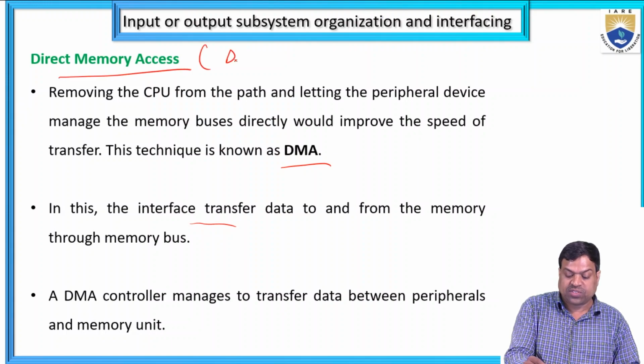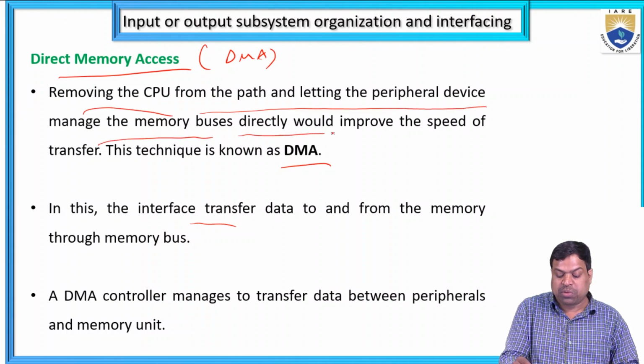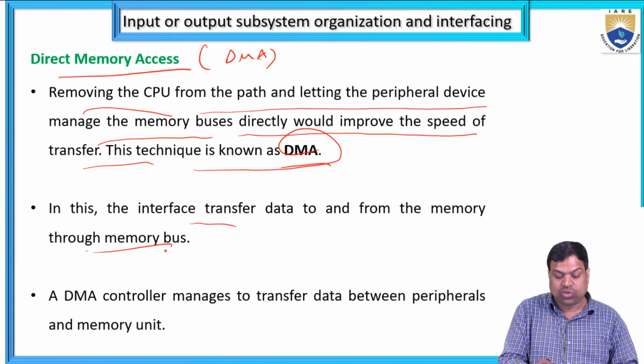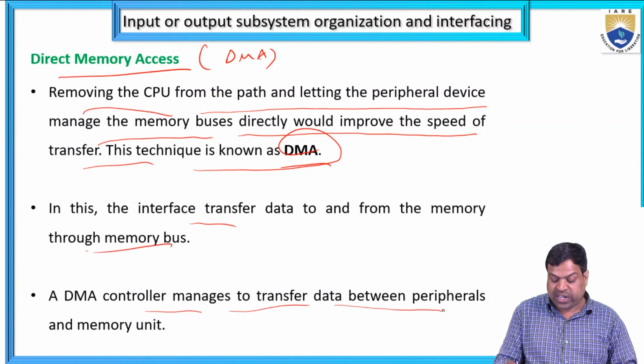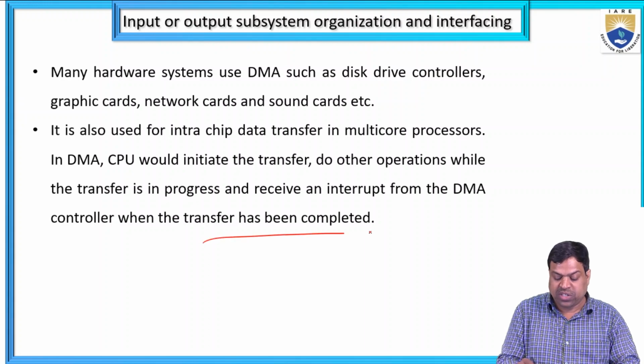So, direct memory access removes the CPU from the path, and the peripheral device manages the memory buses directly, which improves the speed of the transfer. This technique is called DMA. Many hardware systems use DMA, such as disk drive controllers, graphics cards, network cards and sound cards. It is also used for intra-chip data transfer in multi-core processors. In DMA, the CPU initiates the transfer, does other operations while the transfer is in progress, and receives an interrupt from the DMA controller when the transfer has been completed.